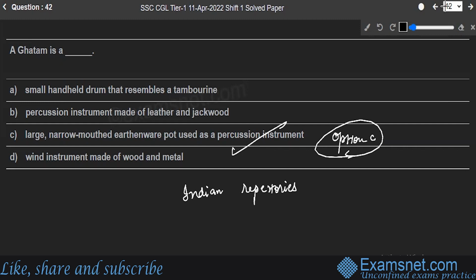There is one more, the kanjira. It's a South Indian frame drum that belongs to the tambourine family of instruments. So this one is kanjira. Then the mridangam is a leather jackwood percussion instrument. This traditional instrument can be found throughout South India. So this one is mridangam.